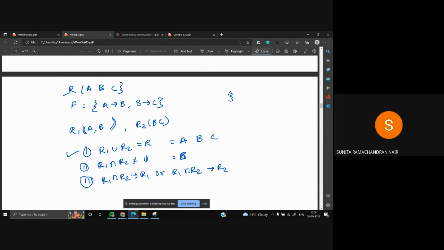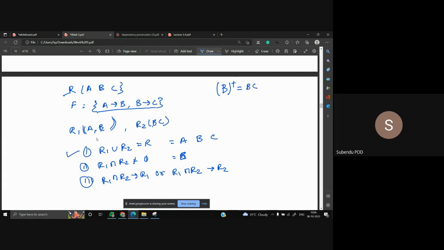Can't we directly say that R1 intersection R2 is B, so it is there in R1 as well as R2? Yes, you can say that. The intersection must not be null, so some common attribute will be present. B is the common attribute in both cases, right? So you have to find the B closure to check whether B is a key or not, in the R1 table or R2 table. So we have to find the B closure with the help of this functional dependency. What will we get?